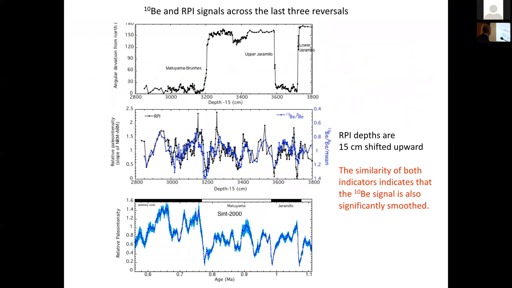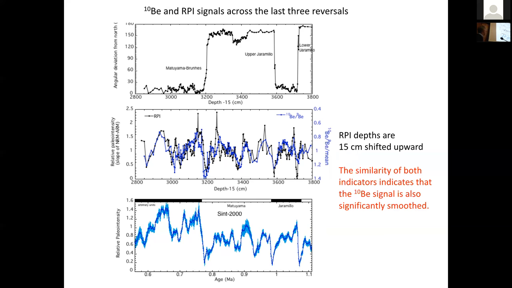And we can go one step further, considering the detailed records that I've been showing to you, this one which has a PDRM. This record is characterized by other reversals that occur deeper in the core. And you can see here that we have a very good agreement between the beryllium 10 over beryllium 9 production and the relative paleo intensity. We can even compare that with the Sint-2000 record, and we find a very satisfactory agreement.